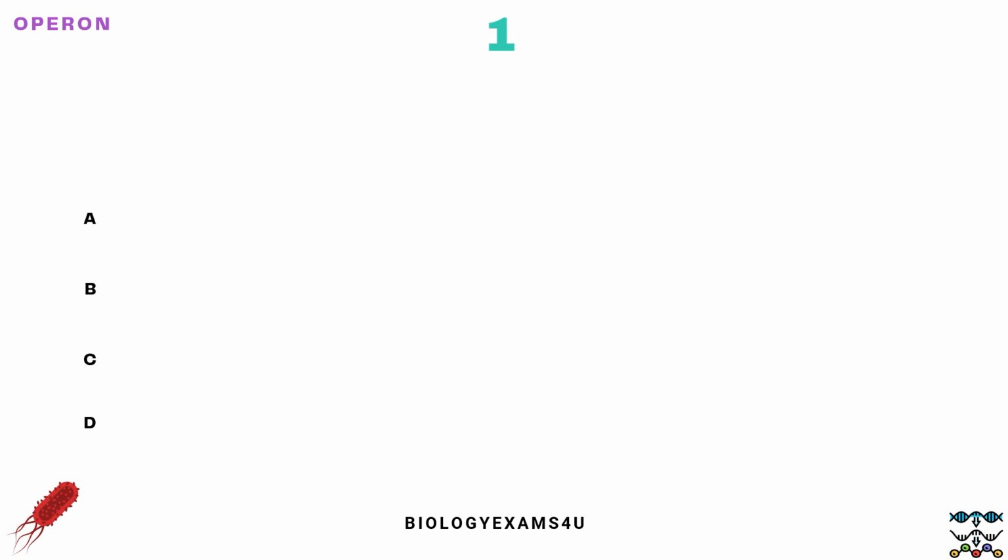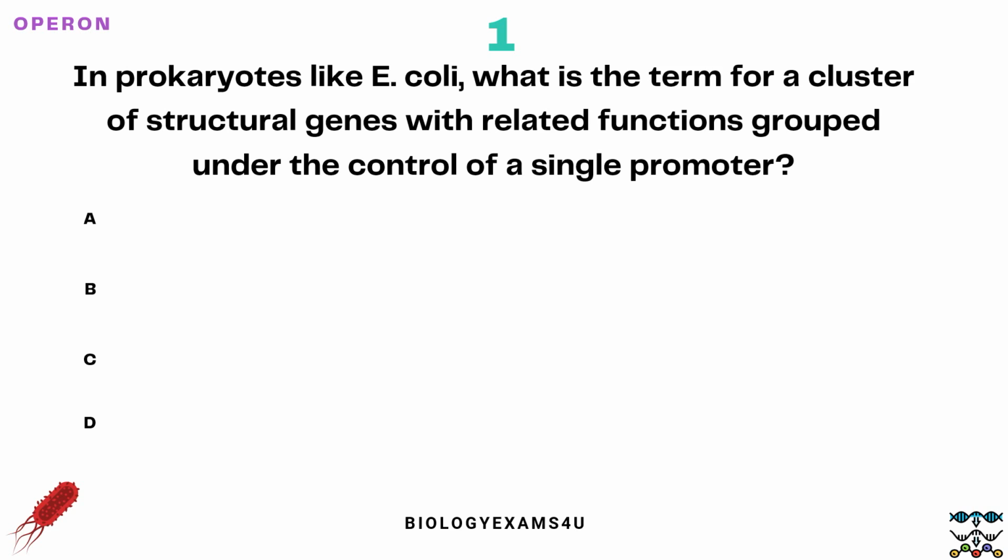Hi friends, in this video we have 15 questions on Operon concept, one of the most common topics in competitive exams in biological sciences. Let's begin with a very simple one. In prokaryotes like E. coli, what is the term for a cluster of structural genes with related functions grouped under the control of a single promoter called?